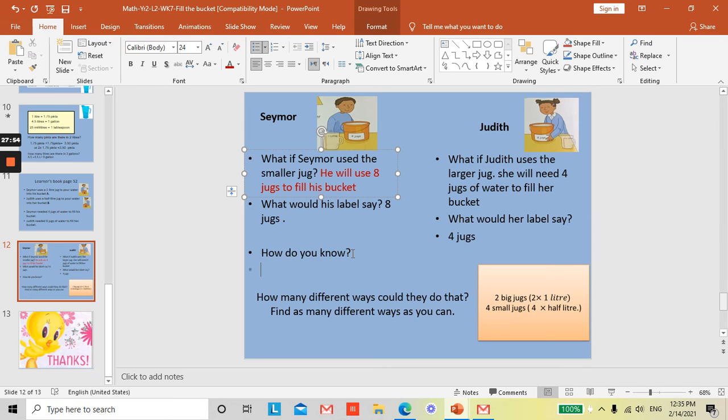How did you know? The question is how. I'll put my answers in red so we can differentiate the answers. How did you know? This is because the small jug is half a liter and the big jug is 1 liter. So I'm going to put my answer in red.